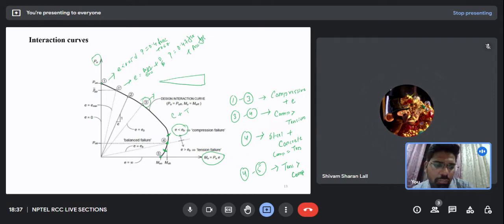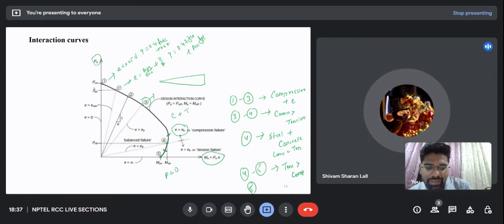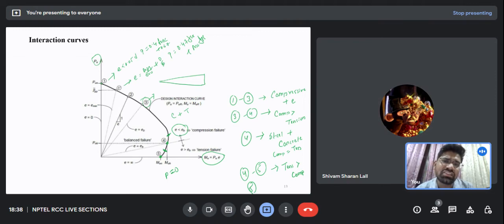Now at point 5, what is the speciality of point 5? I will explain. At point 5, P is 0. Pure bending moment. So what is the structural component? Beam. So I can say, the y-axis of the PM interaction curve.